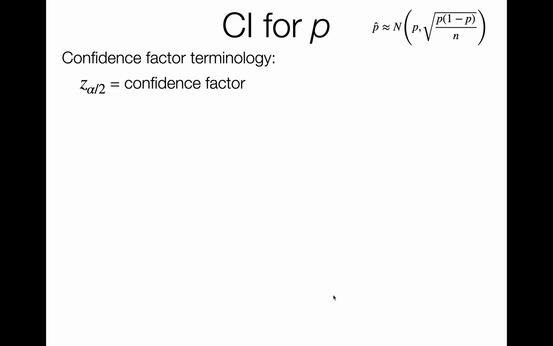The terminology that I'm going to use, at least for a confidence interval for P, is that my confidence factor, the actual number that I'm going to use, I give it a symbol, and that's Z with a subscript of alpha over 2. Z with a subscript of alpha over 2.